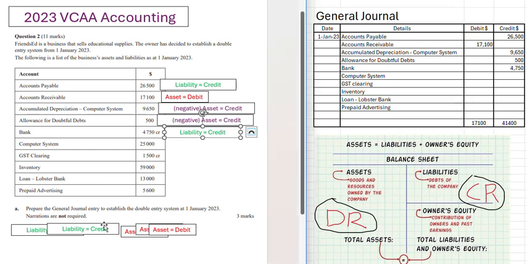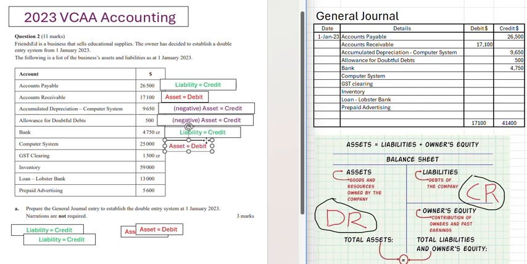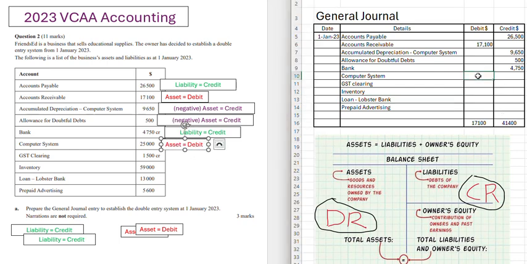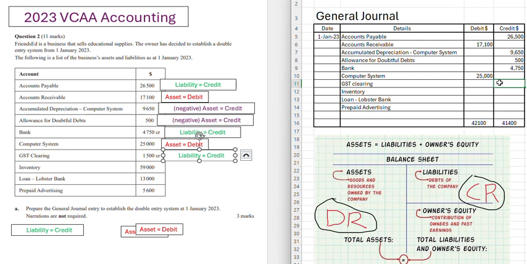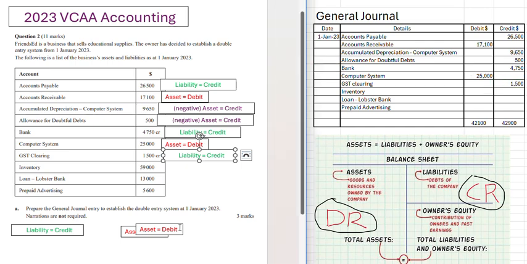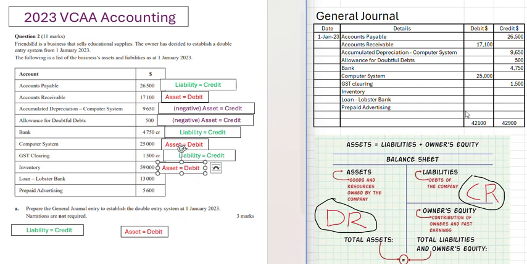Computer system, that's an asset, so therefore it's going to provide a future economic benefit, so we're going to put that on the debit side of the GJ. Now GST clearing, they've told us it's a credit balance. We owe funds to the ATO, so it's a liability. Put that on the credit side. Inventory is an asset, so we simply record that on the debit side.